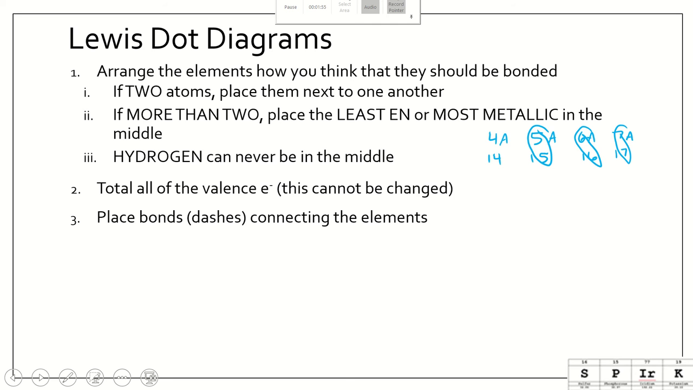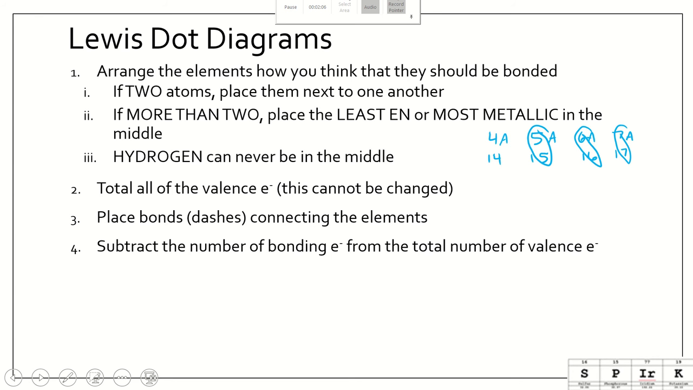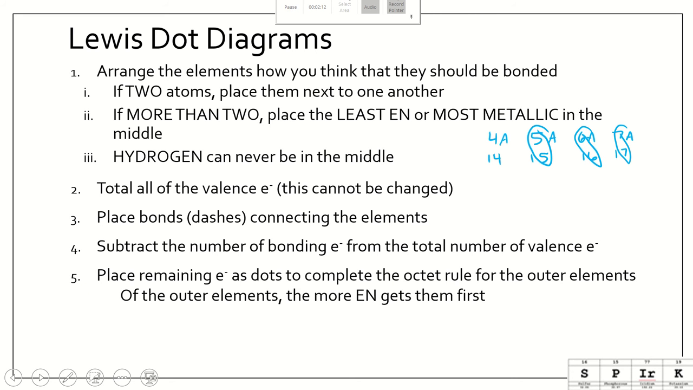So remember that the number of valence electrons is like how much money you have to spend, and you have to spend all of it. You can't spend more, you can't spend less. The first thing you're going to do is place the bonds as dashes connecting all the elements. Subtract that number of bonding electrons from the total number of valence electrons. And then the remaining number is the remaining valence electrons as dots that you have to place.